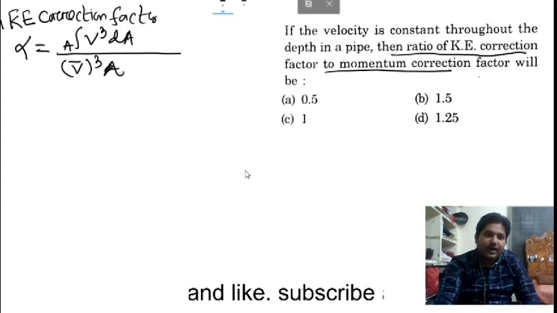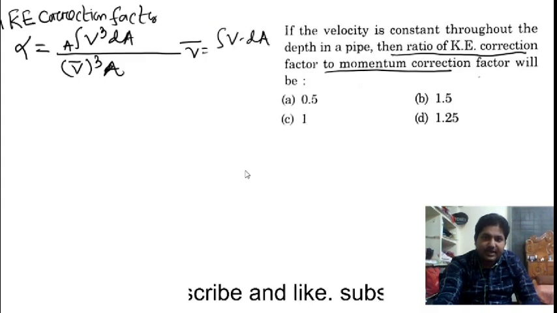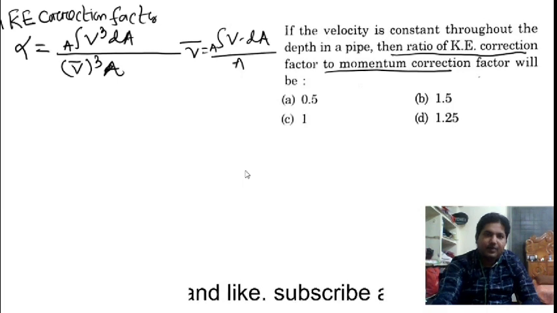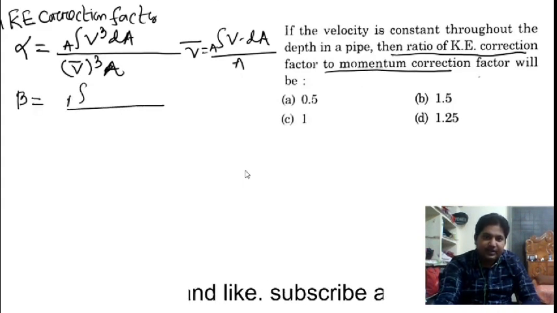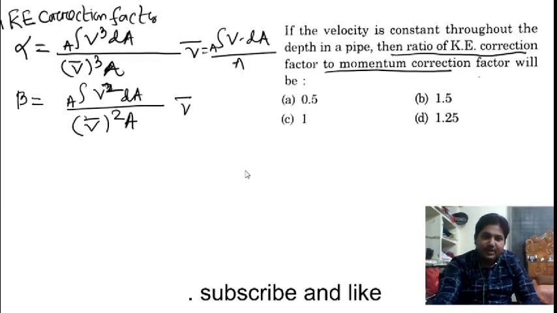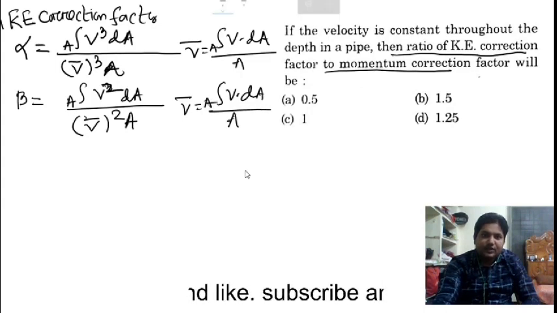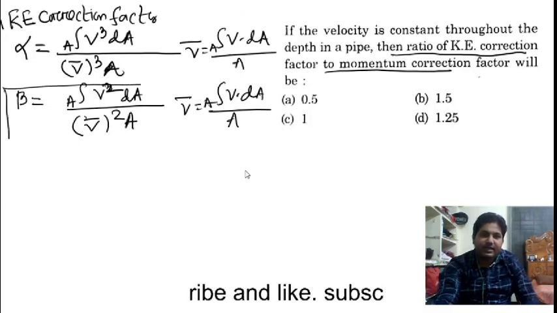How do we find this average velocity? The mean velocity is the integration of v dA divided by A. Then the momentum correction factor is represented by beta, and it is the integration of v square dA divided by the square of the average velocity into A. So in kinetic energy correction factor you have already solved one problem, and this is the formula by which you can calculate the momentum correction factor.